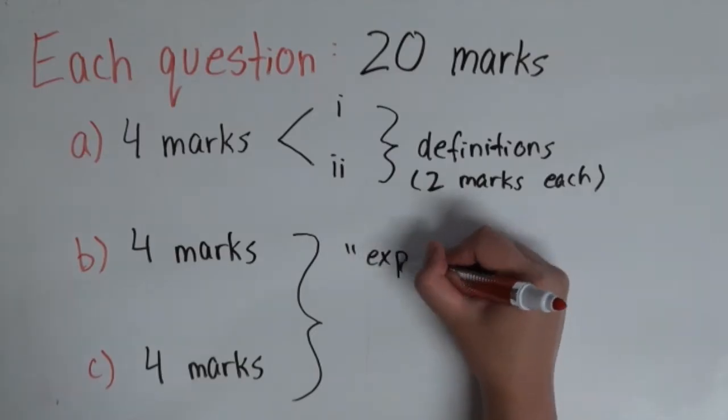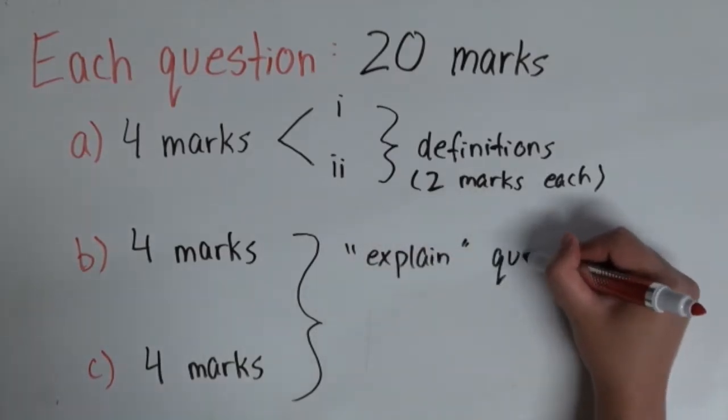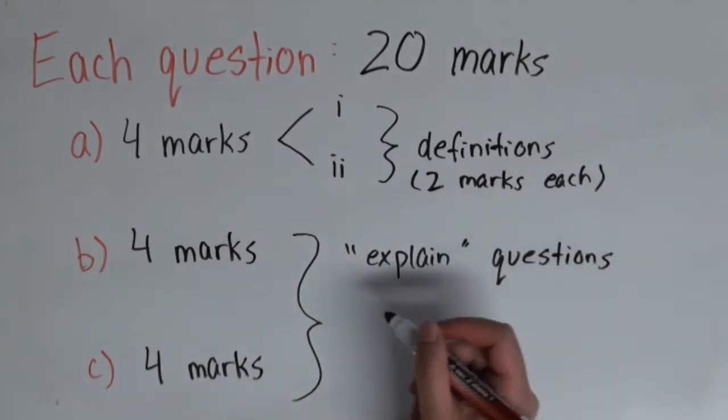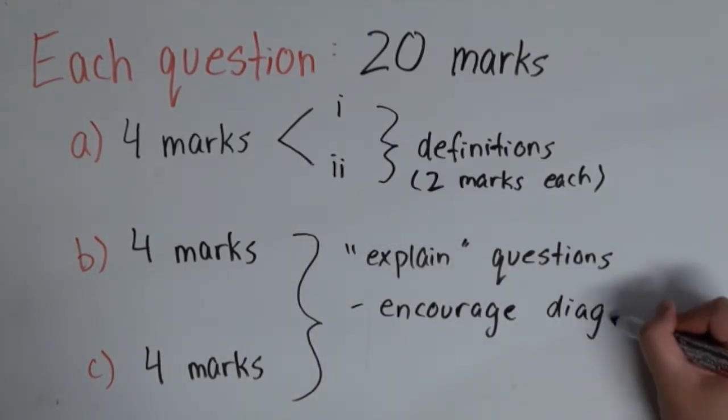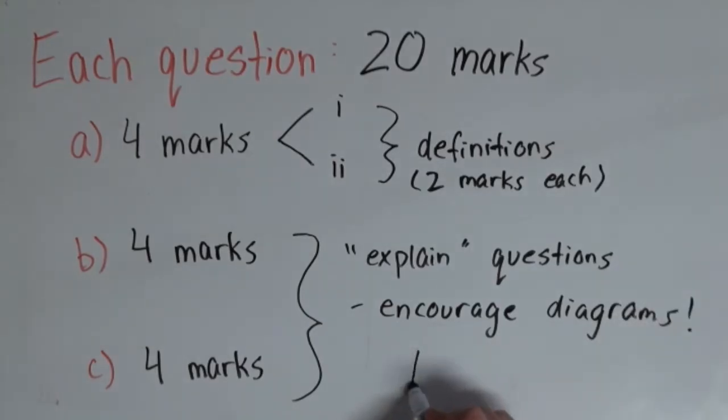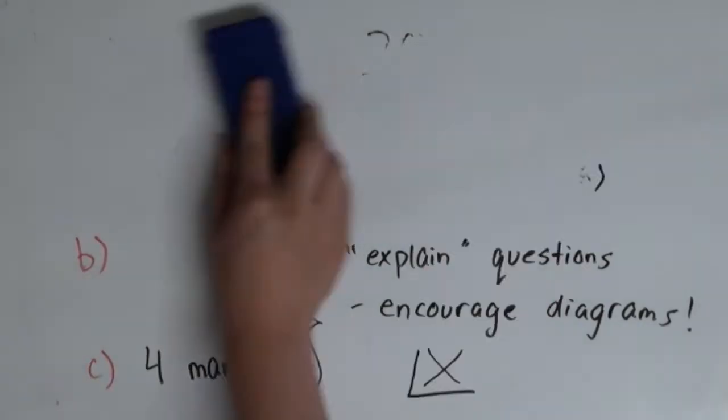Part A should be the quickest part of the paper to finish, as it merely tests how well you have memorized the definitions. Part B and Part C are worth 4 marks each as well. They will usually be straightforward explaining type questions. Diagrams are encouraged if the question allows it.